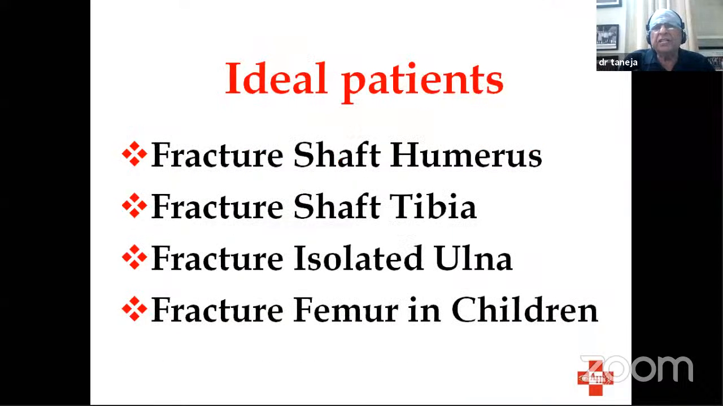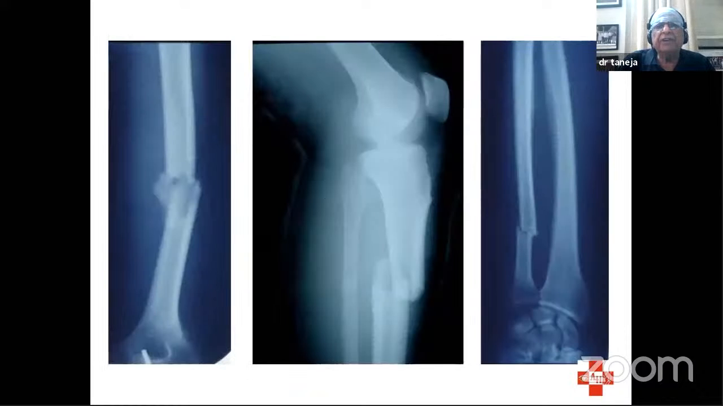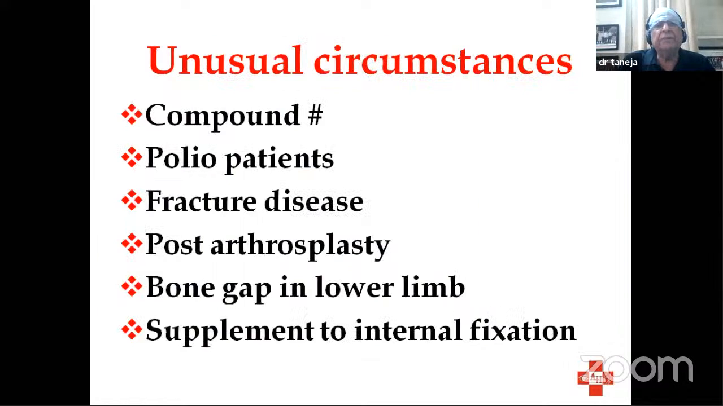In what patients can you do a cast bracing? Ideal cases: fracture shaft of the humerus. If you read the book by Sarmiento, on the very day one, he has his own Orthoplast and easy-fit thermoplastic material. He puts it onto the patient with a fracture humerus, fracture shaft of the tibia. Ideal for treating it, isolated fracture of the ulna, and fracture femur in children can all be very well treated.